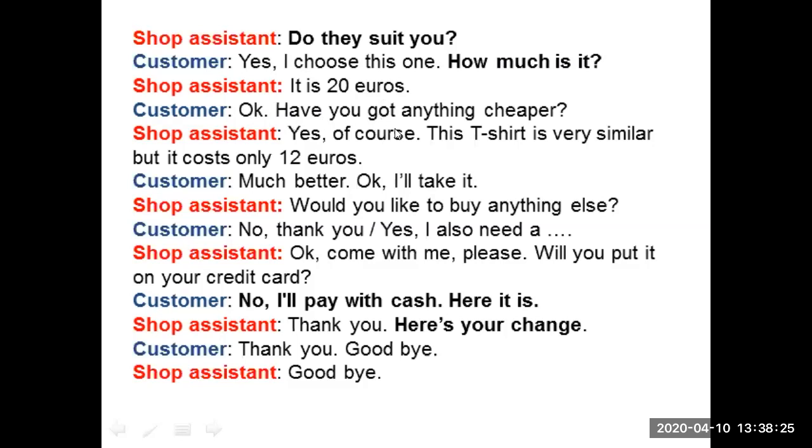Okay, have you got anything cheaper? Cheaper, comparative, cheap, the opposite of expensive. Do you have anything cheaper? Yes, of course. This t-shirt is very similar, but it costs only 12 euros. Much better, much better.